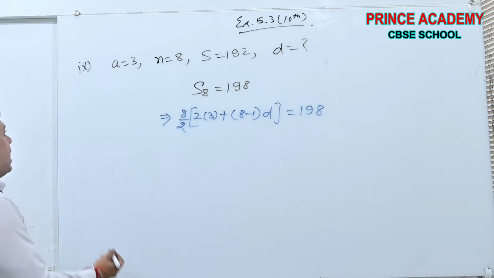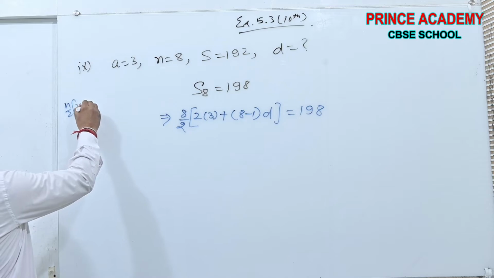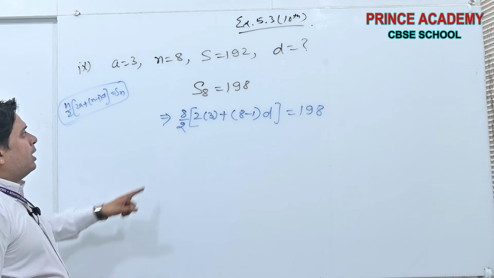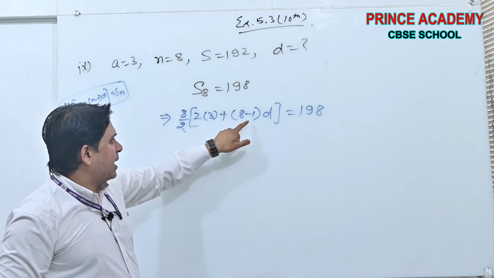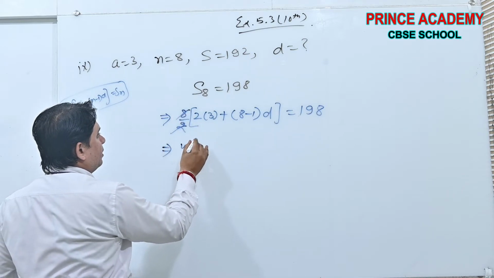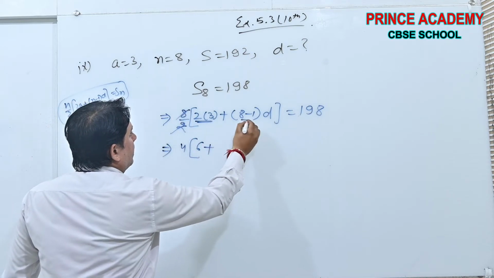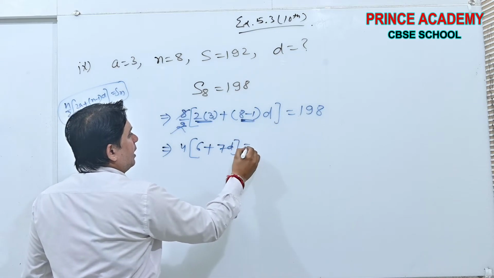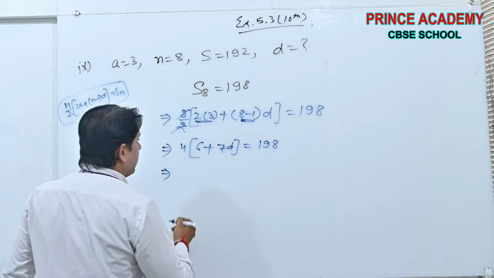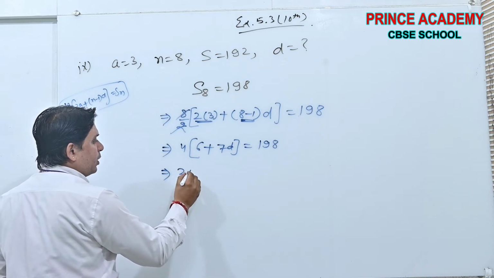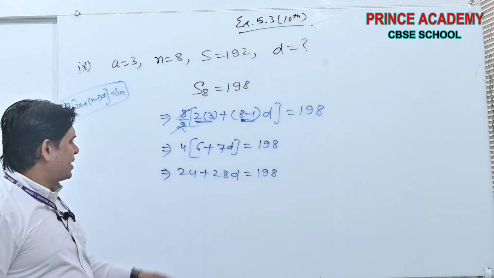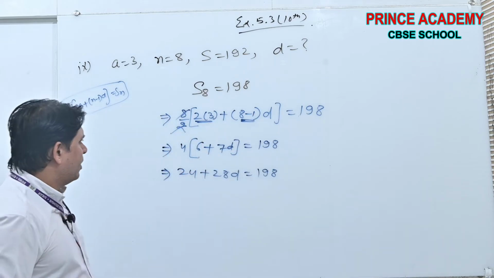We use the formula N by 2, 2A plus N minus 1 into D is equal to Sn here. So N by 2, 2A plus N minus 1 into D is 198. Now see, it will cancel. This is 6, 7D and 198. From here, beta, if you multiply, what will you get? 24 plus 28D is equal to 198. Choice is yours, 4 will cancel this. It's your choice, but it will not cancel the whole.